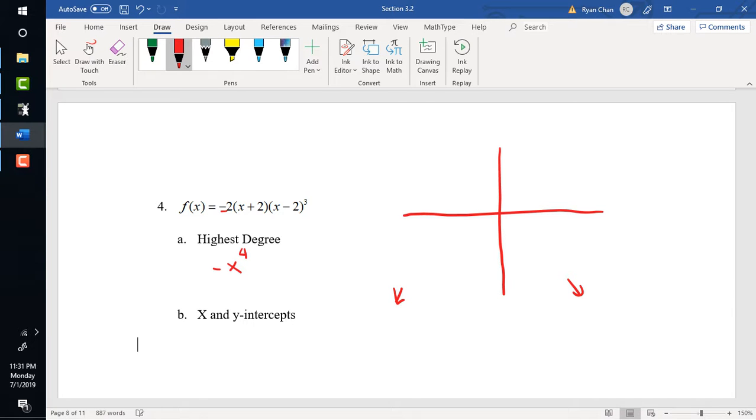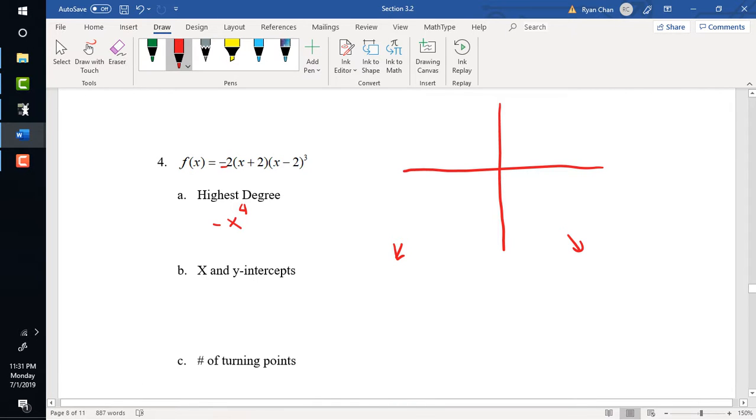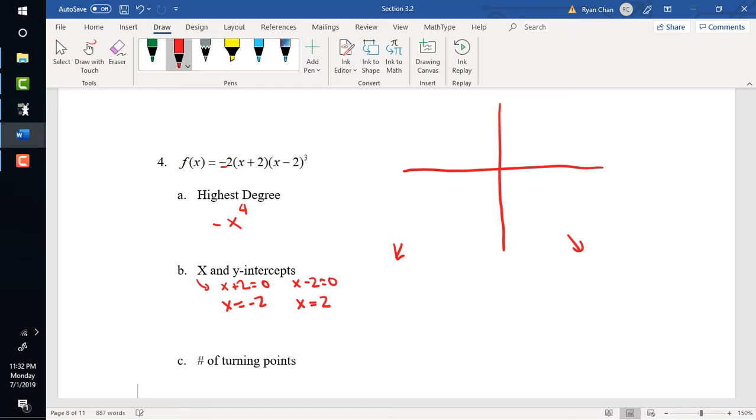Okay, let's look at my x and y intercepts. My x-intercepts are my zeros. So I'm going to set both of these: x plus 2 equals 0 and x minus 2 equals 0. So I have x equal to -2 and x equal to 2. The -2 has a multiplicity of 1, and x equals 2 has a multiplicity of 3. Both of them are odd multiplicities, so at -2 and at 2, they're going to cross.